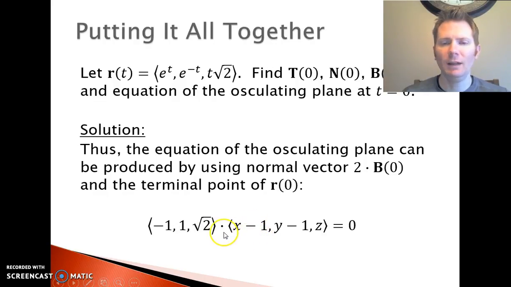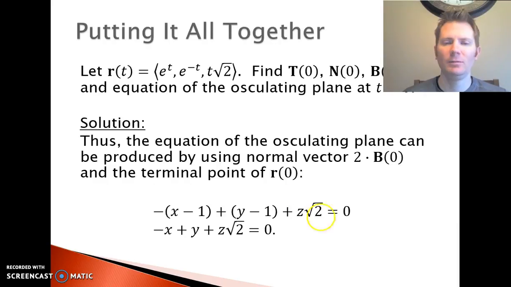And then I'm going to dot that with x minus 1, y minus 1, 0, and that has to be the value of 0. This is a scalar, not a vector. Now, where do we get this right here? I used the terminal point of r of 0, so we plugged in 0 up here, and we get 1, 1, 0. So that will be a point on that plane, 1, 1, 0. And so if you subtract 1 from x, subtract 1 from y, and subtract 0 from z, and then dot it with our normal vector, it has to equal 0.